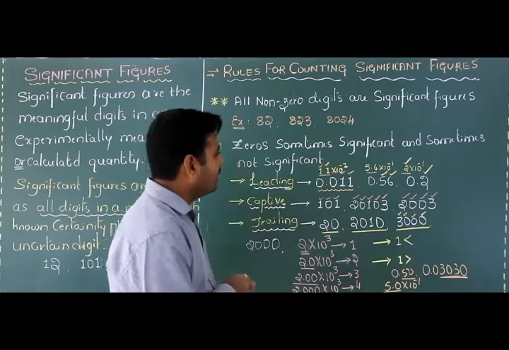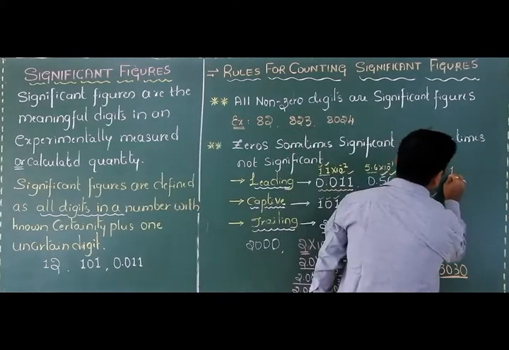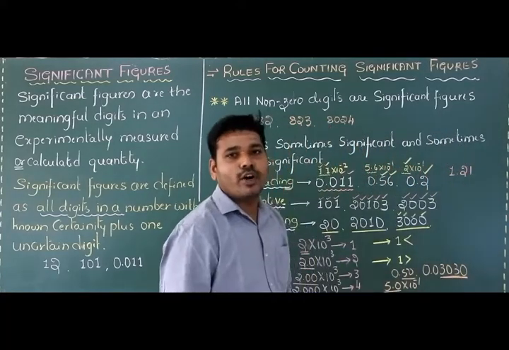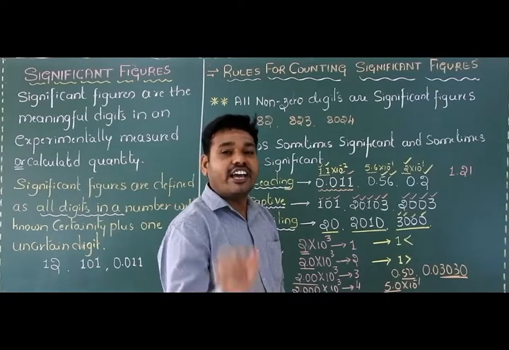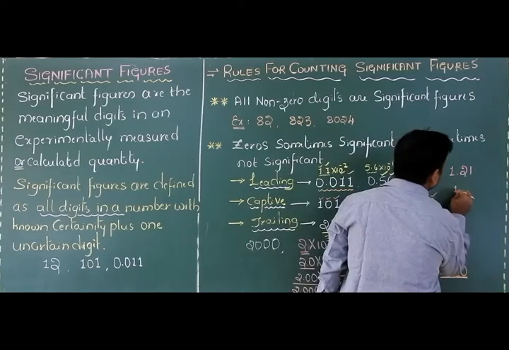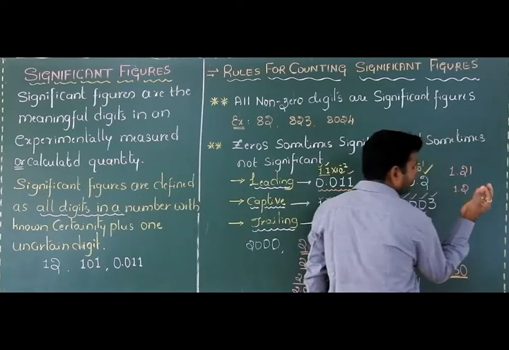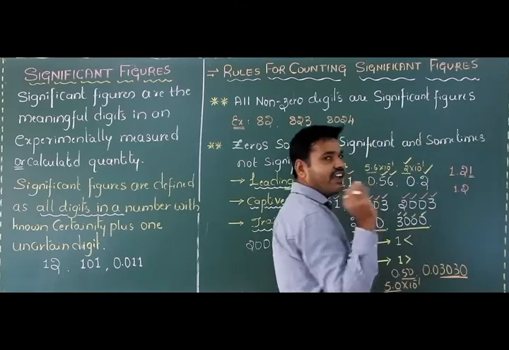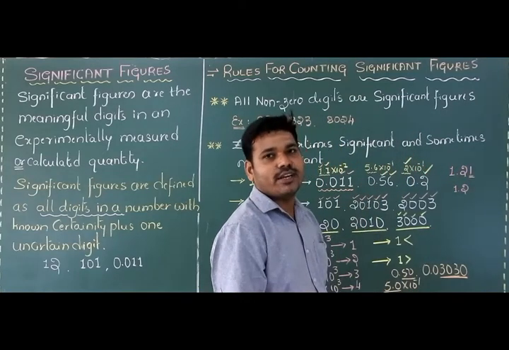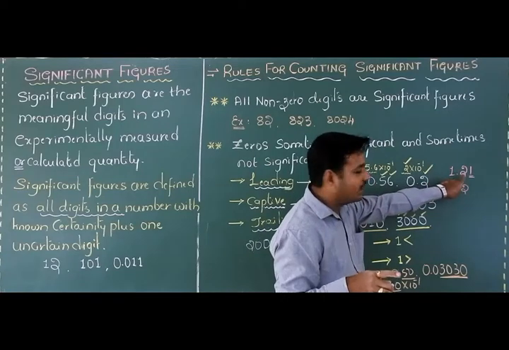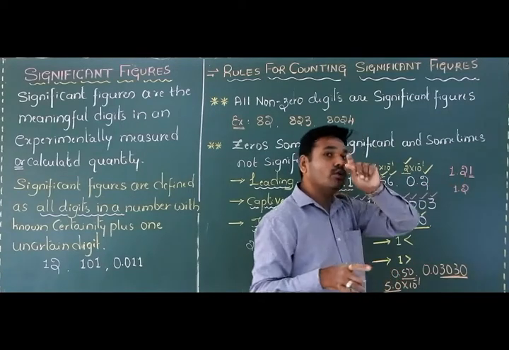For example, if I write 1.21, this is a given number, 1.21. If I round off this number, it is expressed in the form of 1.2 because the last digit is less than 5. If it is less than 5, the preceding digit remains the same. Okay? Here the digit that is there will always remain the same.